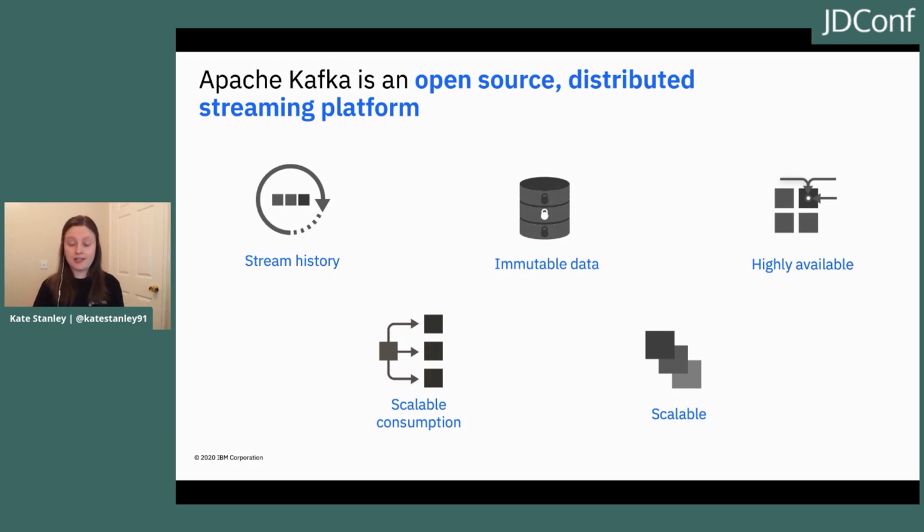It gives you stream history, so that means that you can replay events and have multiple consumers consuming from different points in the stream. It works with immutable data, and it's highly available, scalable, and provides scalable consumption. It's a publish-subscribe model, so it fits perfectly with this idea of decoupling your microservices.